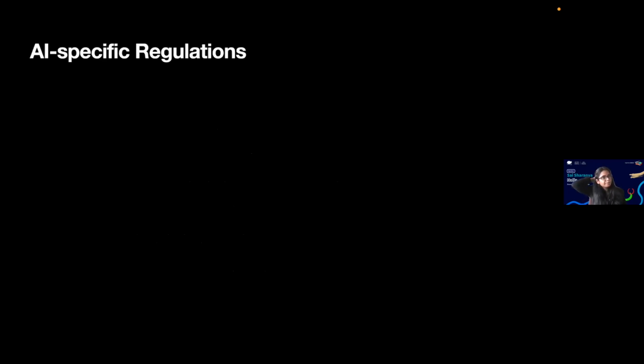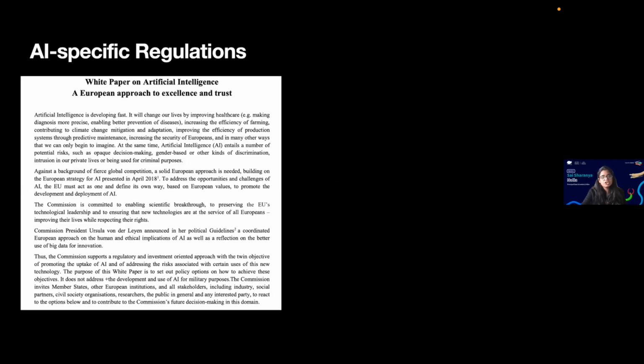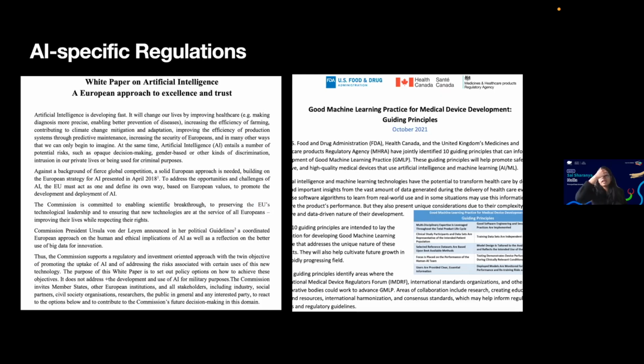Apart from these, there has been a lot of buzz recently around AI specific regulations, and the European Commission has launched a white paper to set out policy options on trustworthy AI, and the FDA has also recently launched, in October 2021, an article around good machine learning practices for medical device development. In case any of you are within these fields, please check it out. It's very useful because these guidelines have to be maintained to ensure that the models are successful. You could actually put those models into production and successfully maintain them.